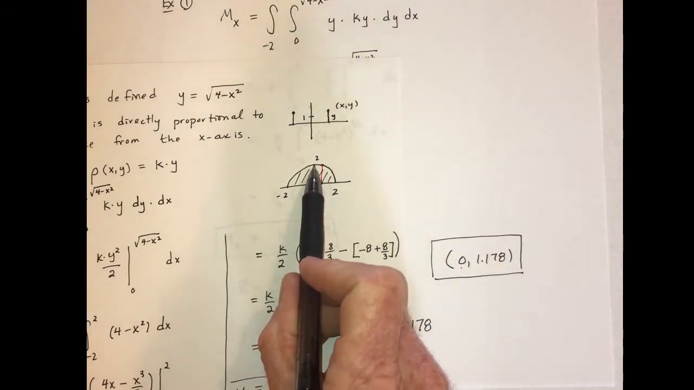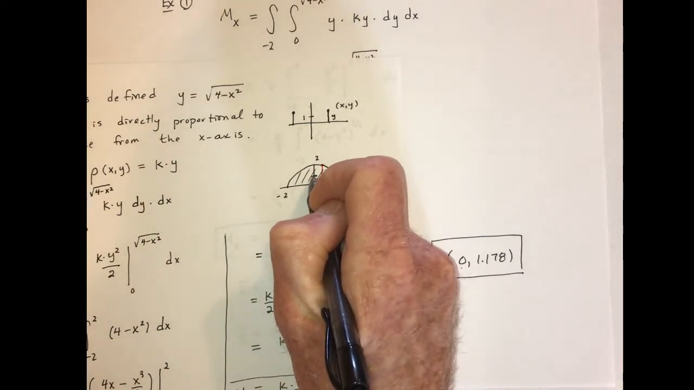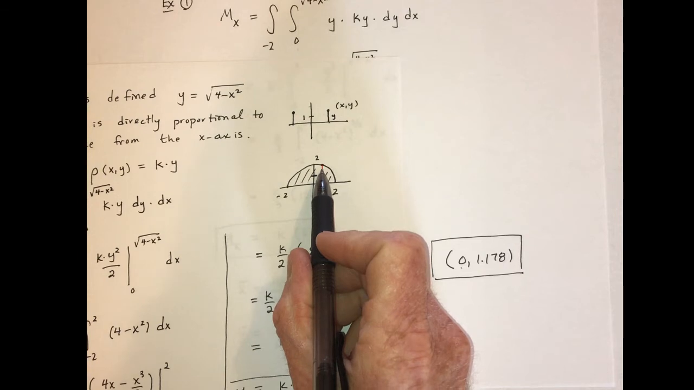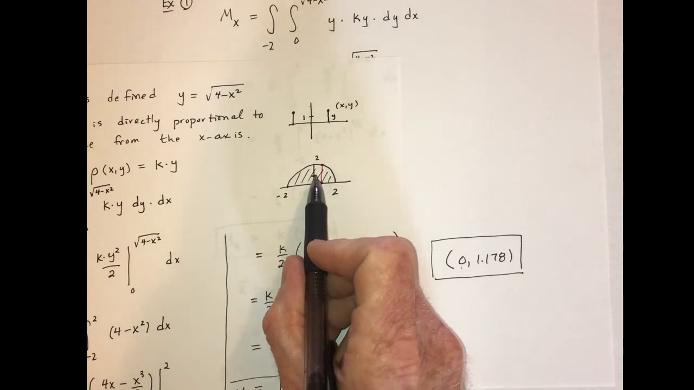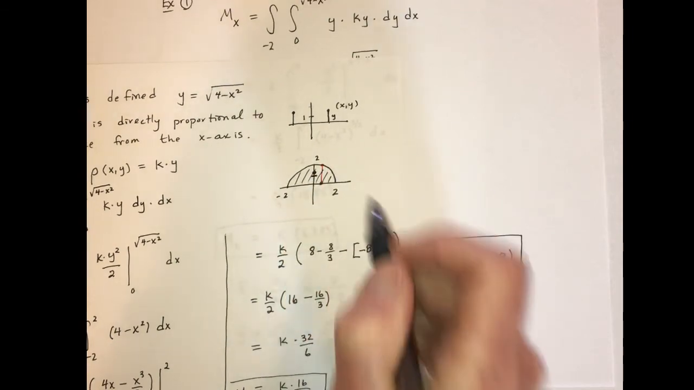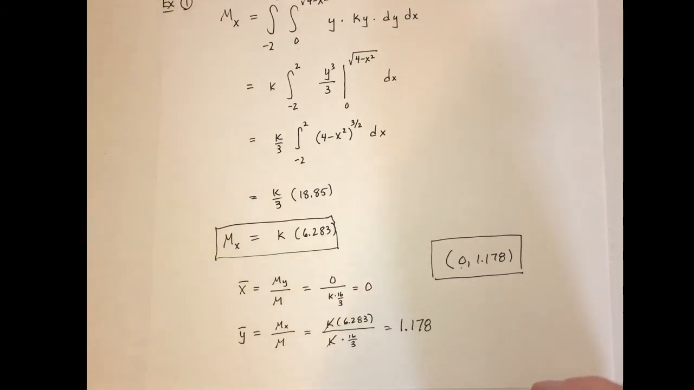So that means that x equals 0, that part sounds right. Now if it goes up to a height of 2, 1 would be right here. And basically, it's getting more dense as it goes up. And if it's more dense, you actually need to put the point a little bit farther towards the denser part. So to me, this 1.178, that sounds pretty good.